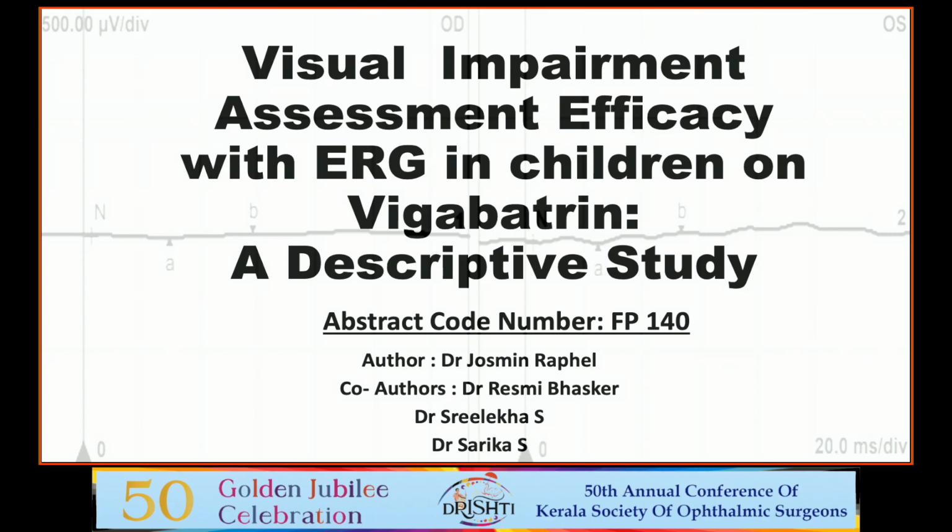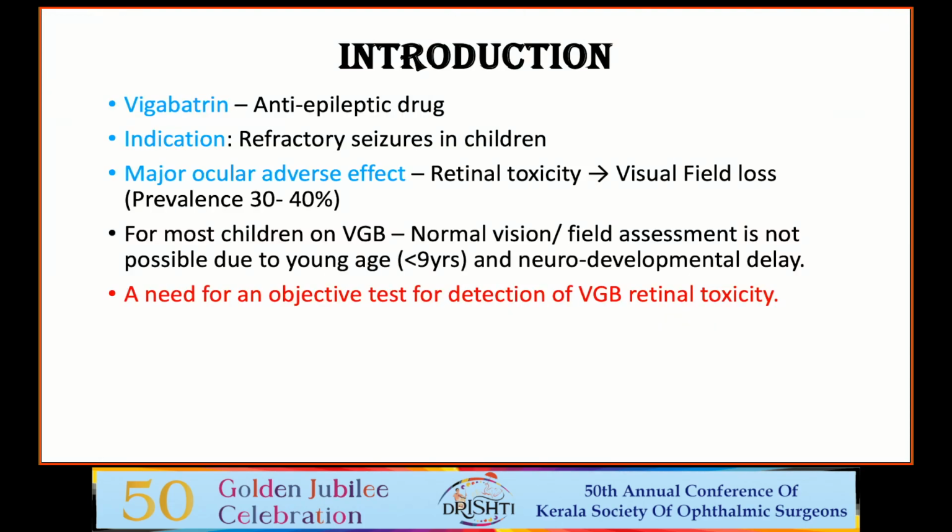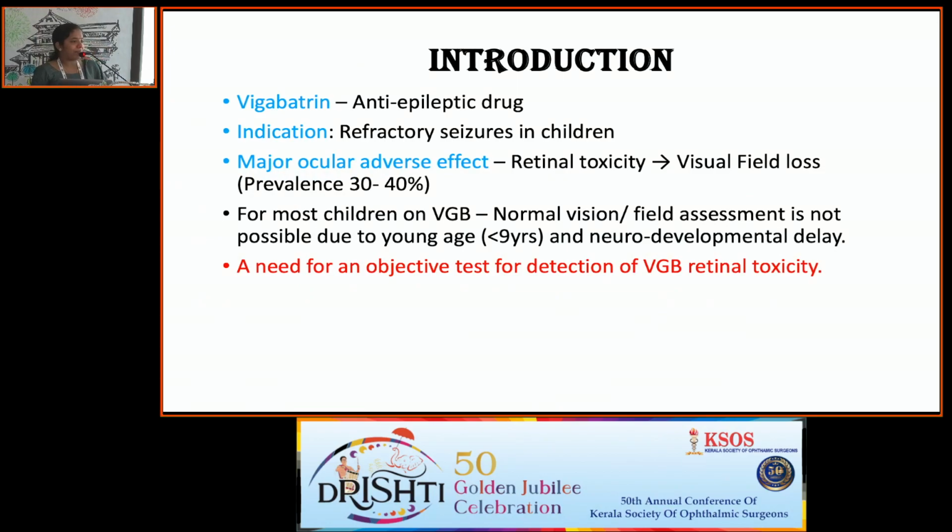Good morning, everyone. My paper is on the topic Visual Impairment Assessment Efficacy with Electroretinogram in Children on Vigabatrin, a Descriptive Study. Vigabatrin is an anti-epileptic drug mainly indicated in cases of refractory seizures in children, and a major ocular adverse effect is retinal toxicity, which is manifested as visual field loss and is estimated to have a prevalence of about 30 to 40%. But for most children on vigabatrin, this cannot be assessed due to their young age and neurodevelopmental delay. So we need an objective test for detection of the retinal toxicity.